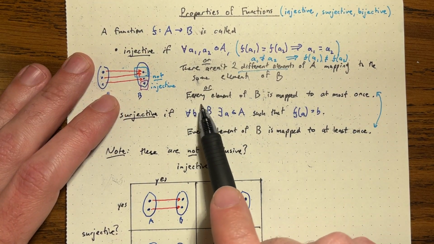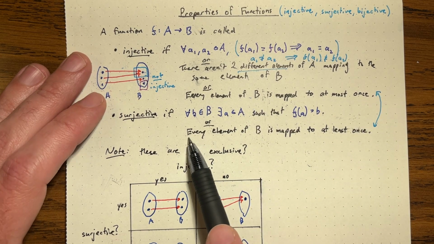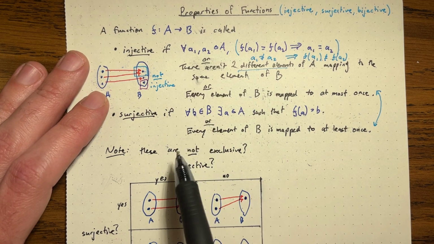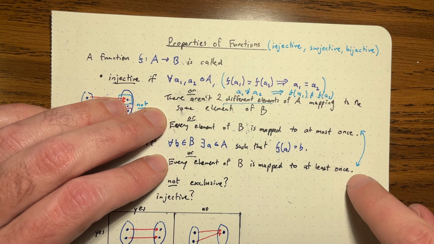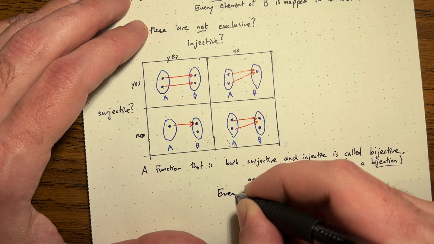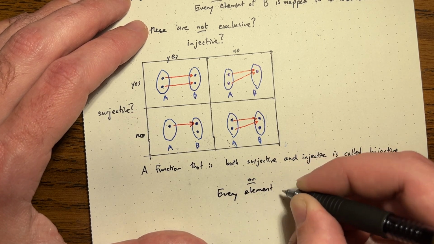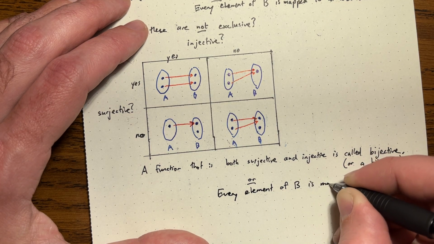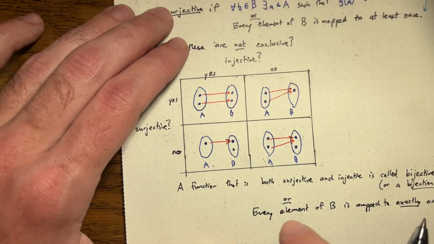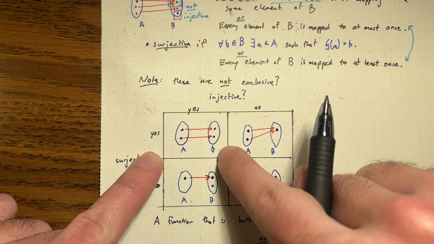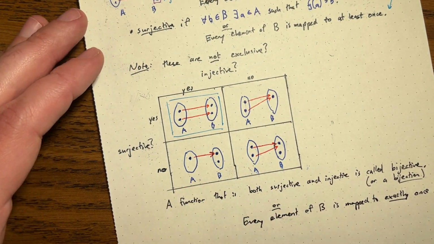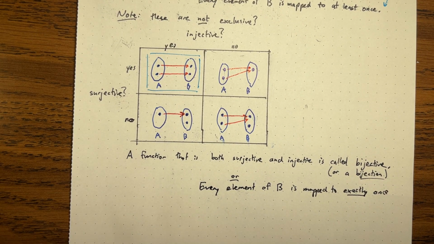If we look at these last things, injective means every element of B is mapped to at most once. Surjective means every element of B is mapped to at least once. What would it mean to satisfy both of those things? Well, the only way for that to happen is if every element of B is mapped to exactly once. Okay, so there's our bijection up here. It's the yes section, right? So this one here is also a bijection. Okay, excellent.